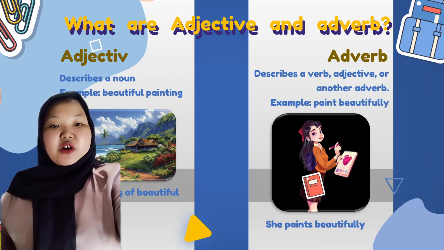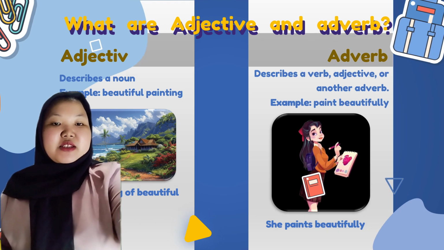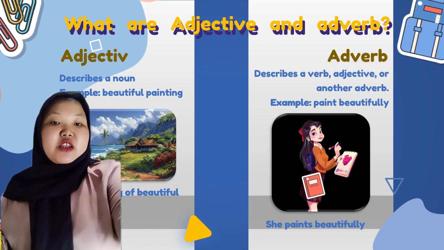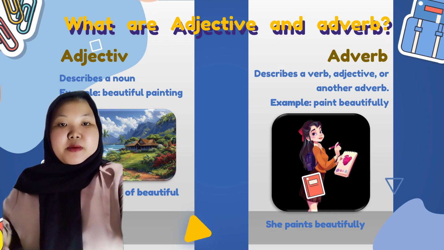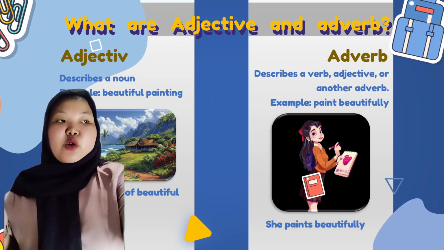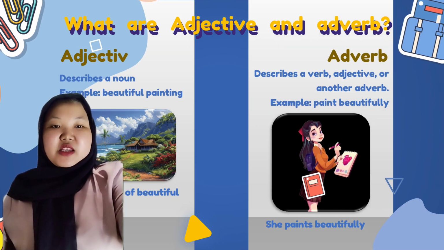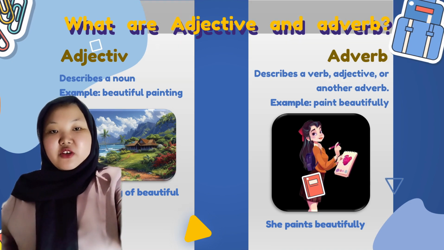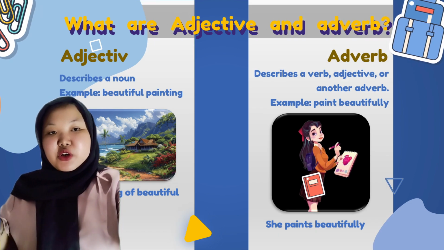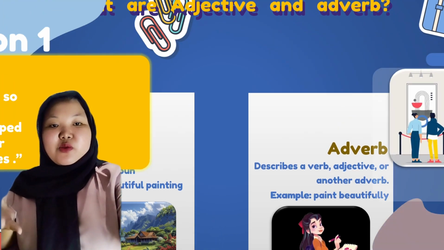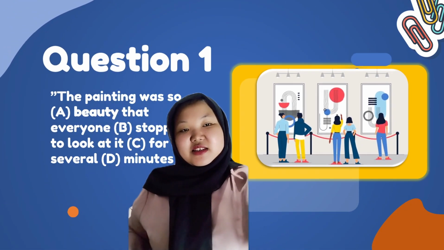So, in short, adjectives describe things, nouns. Adverbs describe actions or qualities, verbs or adjectives. Great. Now, let's test your understanding with a quick question in the next slide.